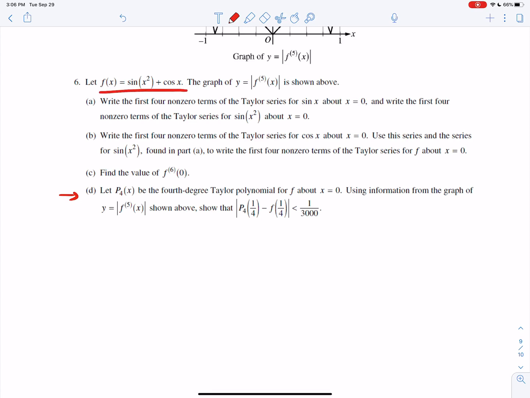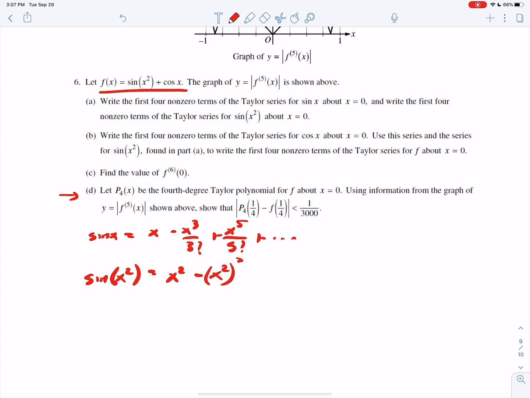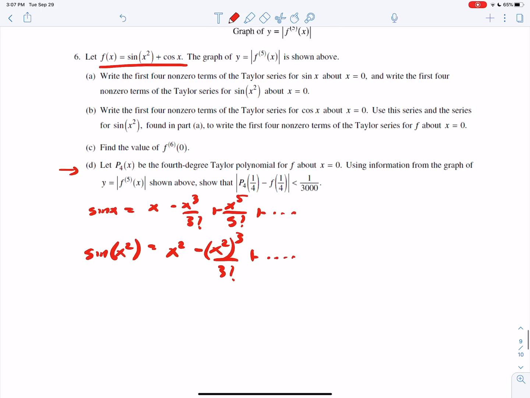Okay? So, I'm going to cheat a little bit. Sine of x squared is going to be, well, I know that sine x is x minus x cubed over 3 factorial plus x to the 5th over 5 factorial and so on. So sine of x squared is going to be x squared minus x squared cubed over 3 factorial and so on.